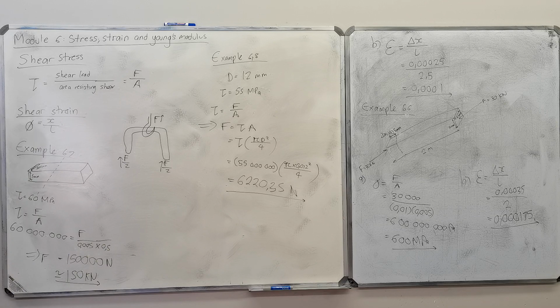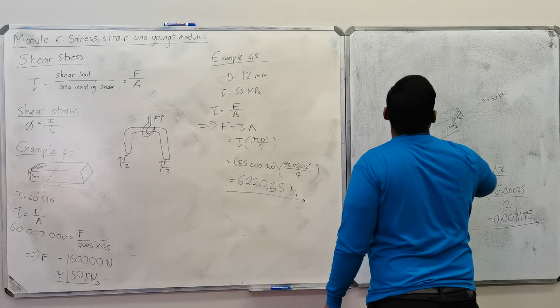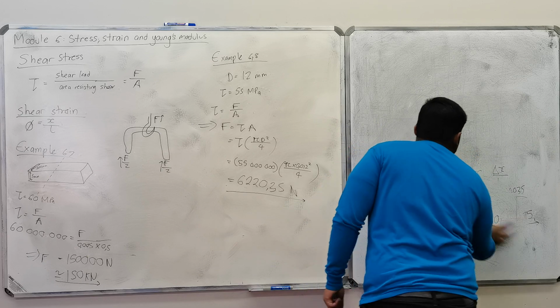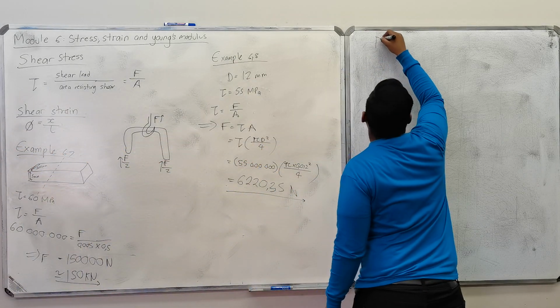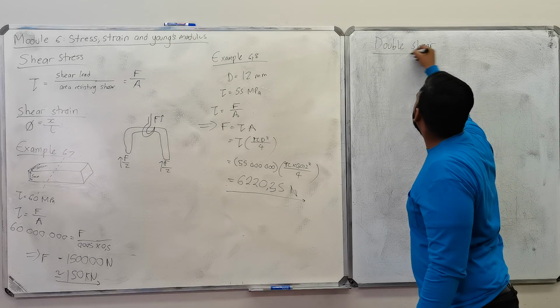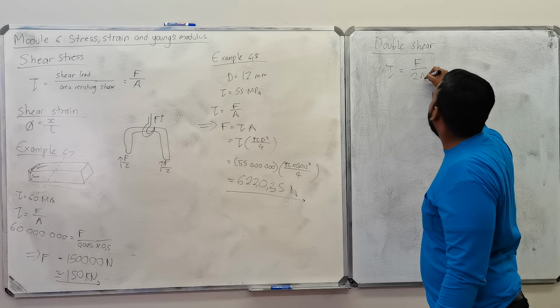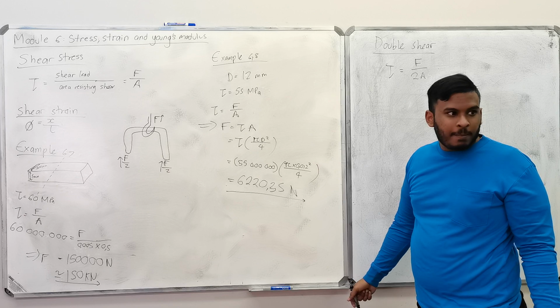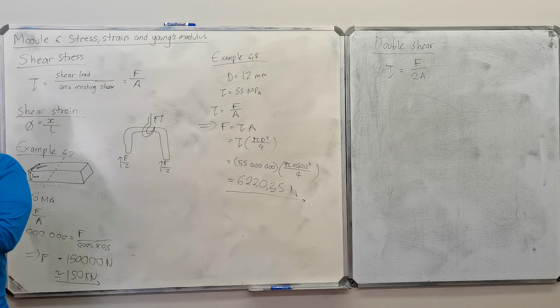So how would you use this in a calculation? For double shear, all you need to do is adjust your formula. When you're working out your shear stress, it will be force all over 2 times the area. That's the only difference. So for double shear, it will be shear stress equals force over 2 times the area. Okay?